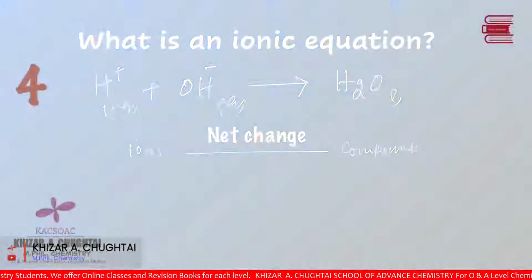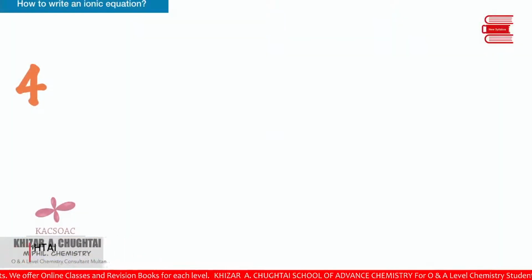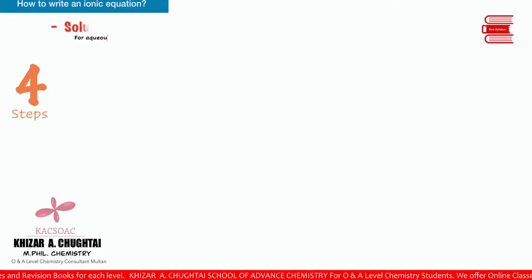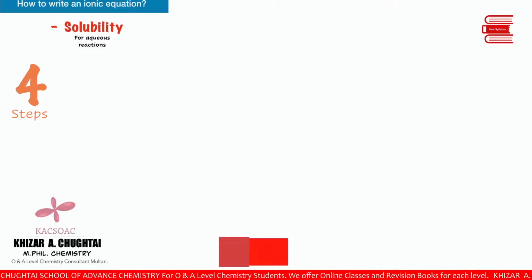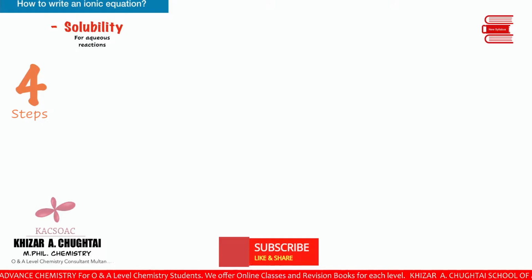How to write an ionic equation? There are basically four major steps. Number one, you must know about the solubility of the compounds, especially whenever you are going to deal with an aqueous reaction. If the reaction is happening in aqueous medium, then you must know the different solubility of the compounds that are present in that reaction, in that equation.